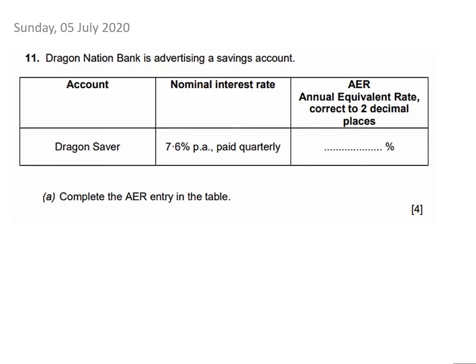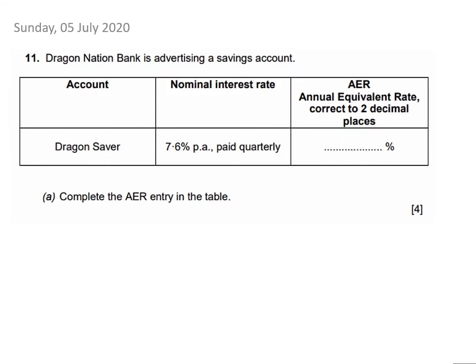Right, let's take another past paper question. This case is talking about a Dragon Saver account, which is paying 7.6 per annum paid quarterly. What do we call that 7.6 per annum? That's got a name that they use for the interest rate. It's the nominal interest rate. It's not the AER because we're paying quarterly. The 7.6% is the nominal interest rate.